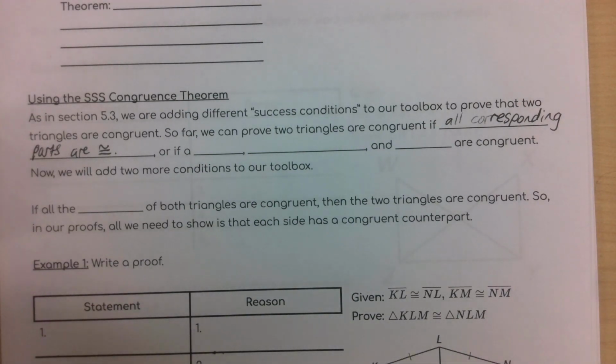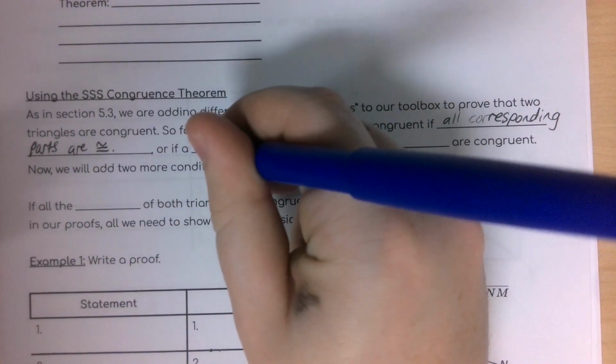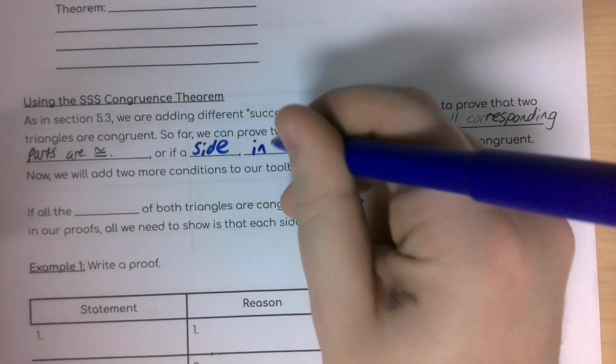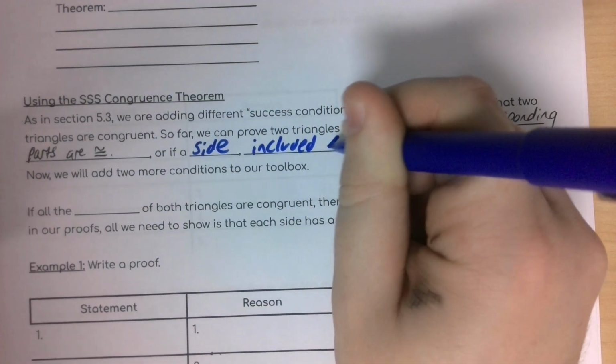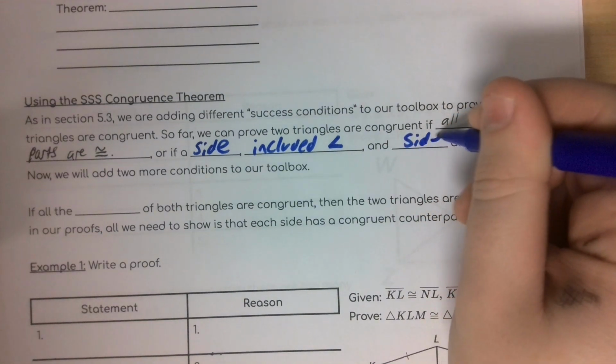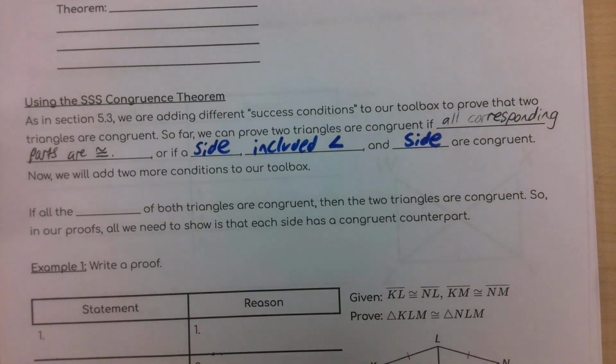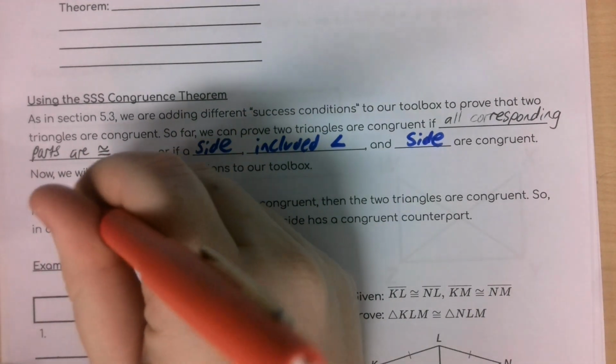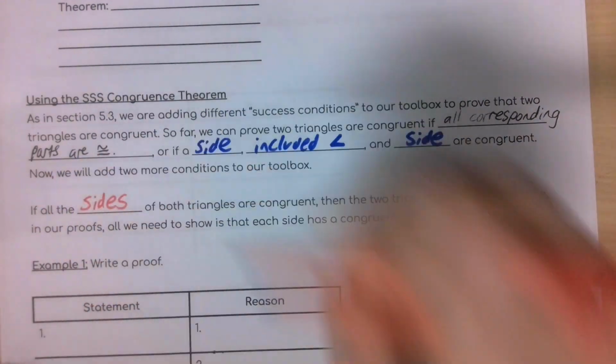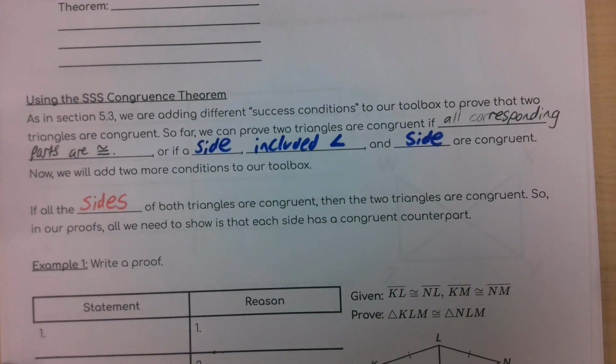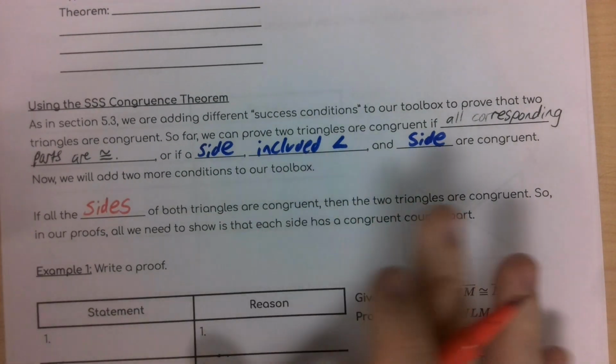Last section, we learned that if a side, an included angle, and another side were all congruent, then the two triangles are congruent. We are now going to add two more conditions, and the easiest of these is the side-side-side congruence theorem. This one basically says if all the sides of both triangles are congruent, the two triangles are congruent.